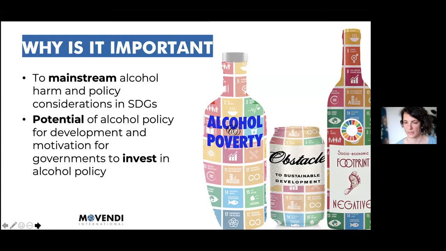and motivate governments to start investing in alcohol policies. And the speakers that will follow after me in the other series, I believe, will prove the case and provide much more evidence on how this is possible, and inspire the governments to invest into alcohol policies more than they are doing right now.